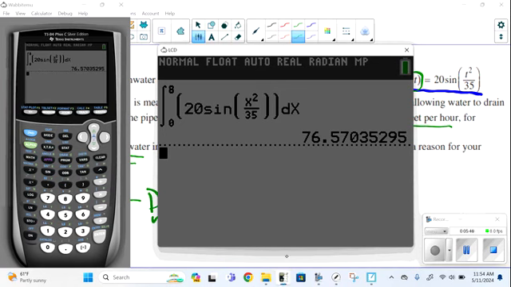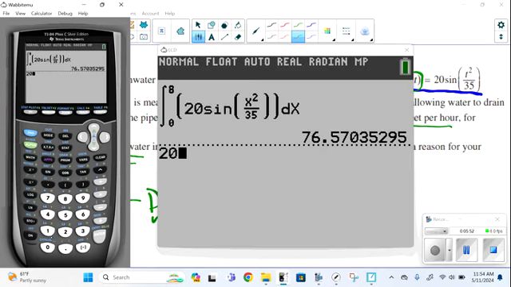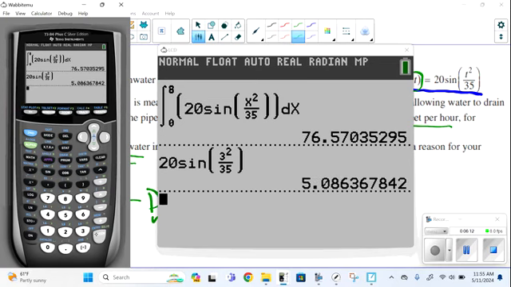All right, let's find r of 3. So it is 20 times the sine. Create another fraction. x squared, our x is 3, so it's 3 squared over 35. Pop that out. Bam. So the rate of water right at time 3 entering this pipe is 5.086.